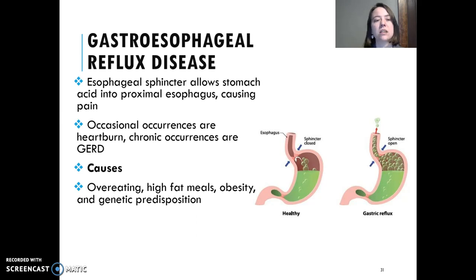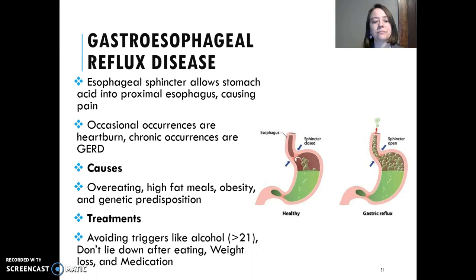Overeating can cause this to happen. Eating high-fat meals can cause this to happen. Being obese and having a genetic predisposition are all things that make it more likely to happen. So what can we do if it happens?